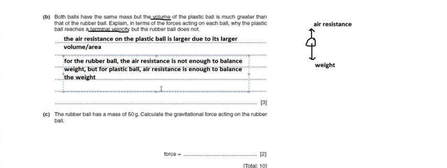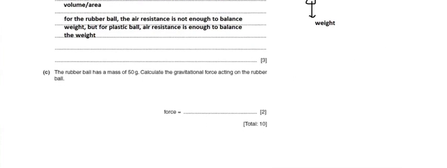Okay. So the weight of both the objects is the same, but due to the higher air resistance of the plastic ball, this air resistance is enough to balance the weight. And only when the air resistance and the weight are balanced, the object will achieve the terminal velocity. So this answer you can write down.